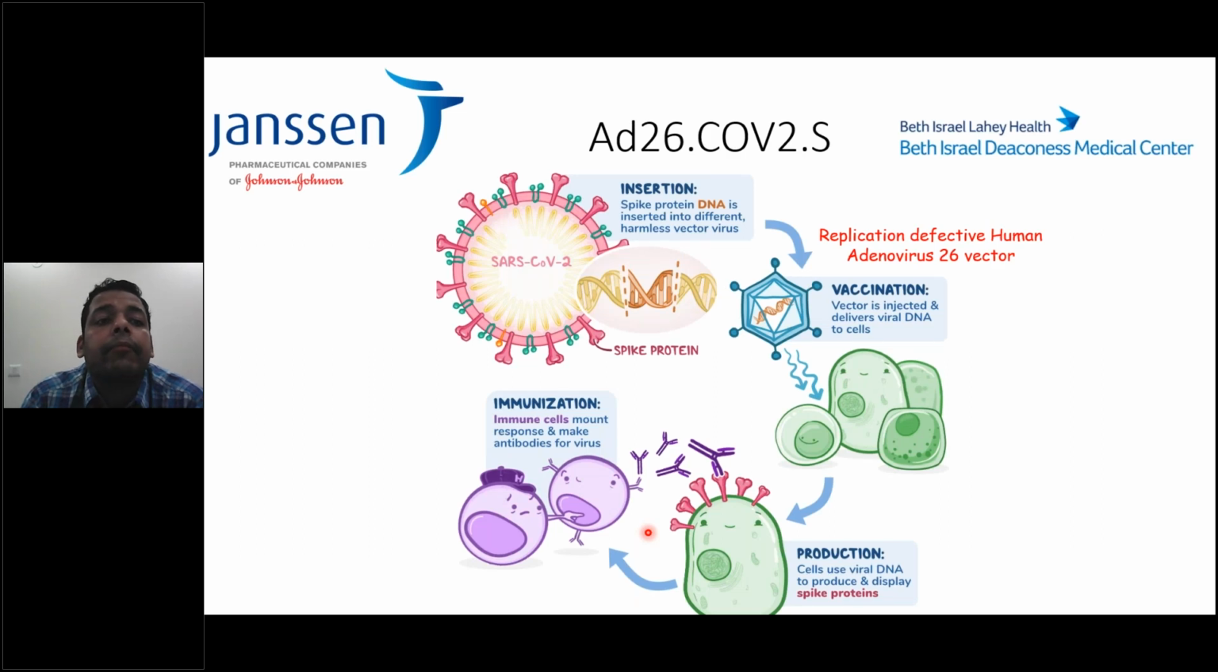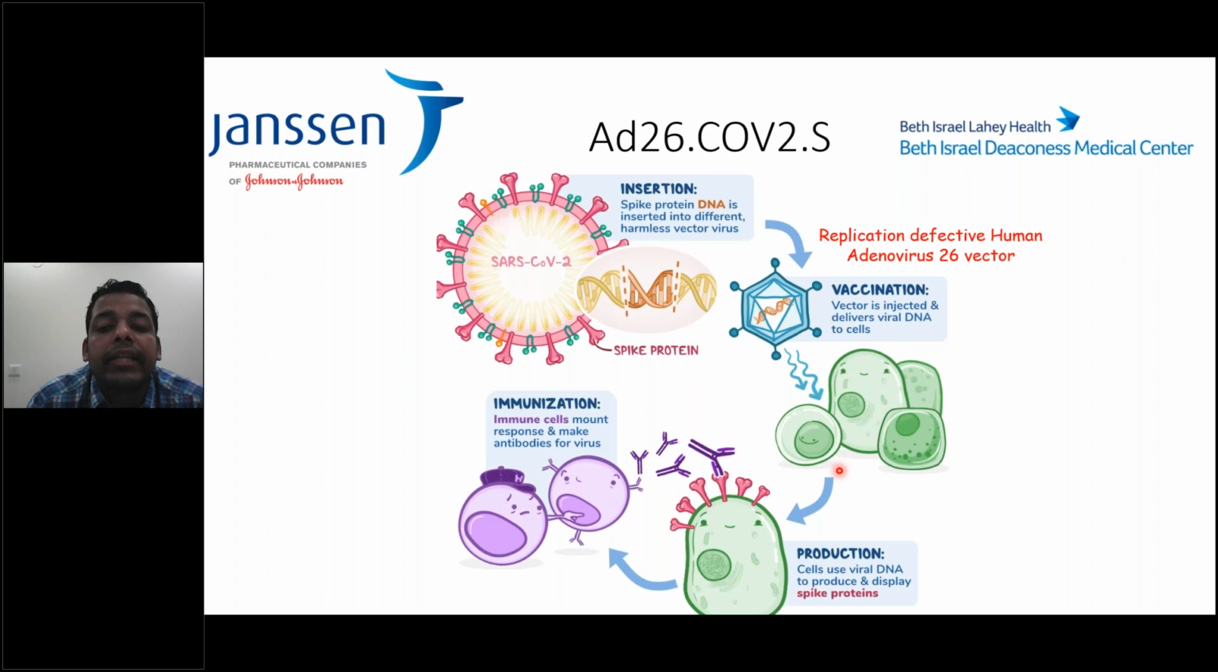The first in this type is the Janssen vaccine, which has been produced by Johnson & Johnson and the Beth Israel Deaconess Medical Center in Boston, also referred to as the AD26-CoV2S vaccine. In this, a replication defective human adenovirus serotype 26 is used as a vector. So inside this adenovirus, we insert the coronavirus gene for spike protein, and this is then injected into the individual.